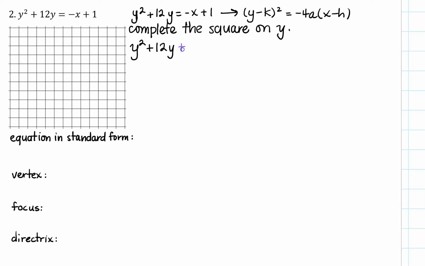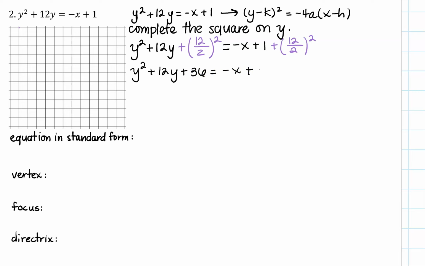We're going to need to add in a new term to complete the square. And the way we get that new term is we take the number that's in front of y, which is 12. We divide it by 2, and then we square it. So I'm adding that to the left-hand side. And to make sure that I'm keeping the equation balanced, I'm also going to add that expression to the right-hand side. And so simplifying, we have y squared plus 12y plus, 12 divided by 2 is 6, and 6 squared is 36. And so it is 36 that we are adding to both sides of this equation.